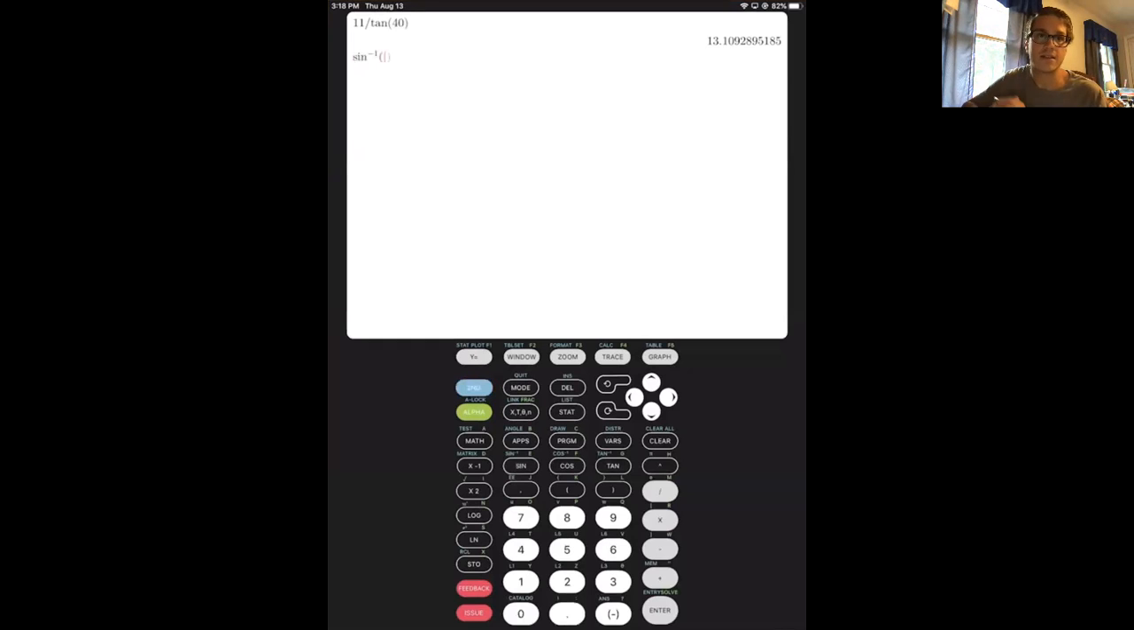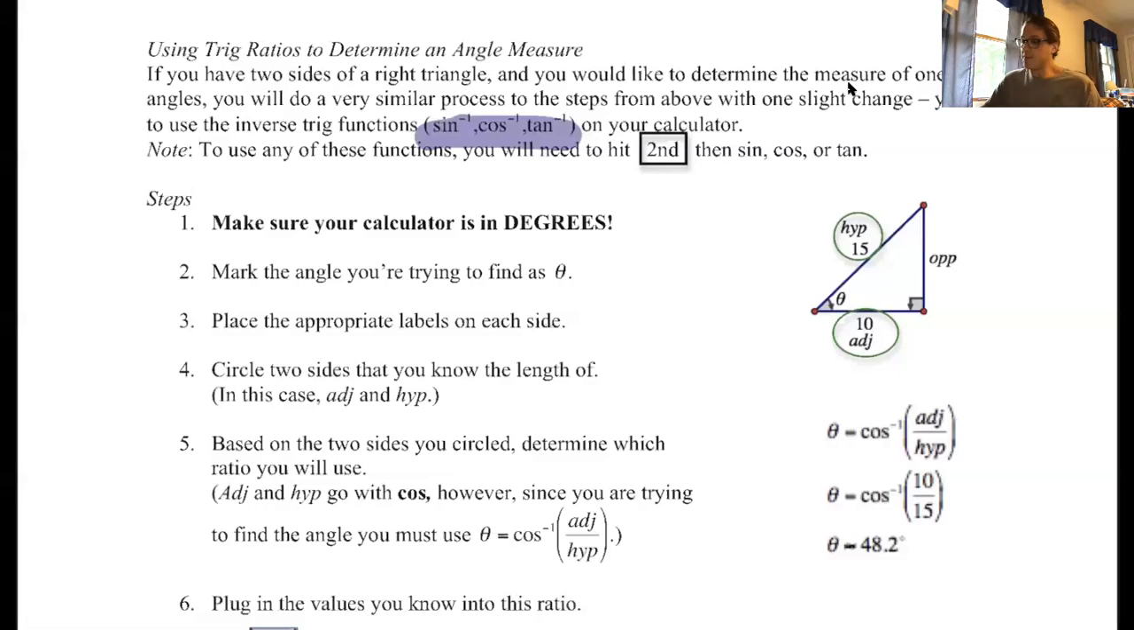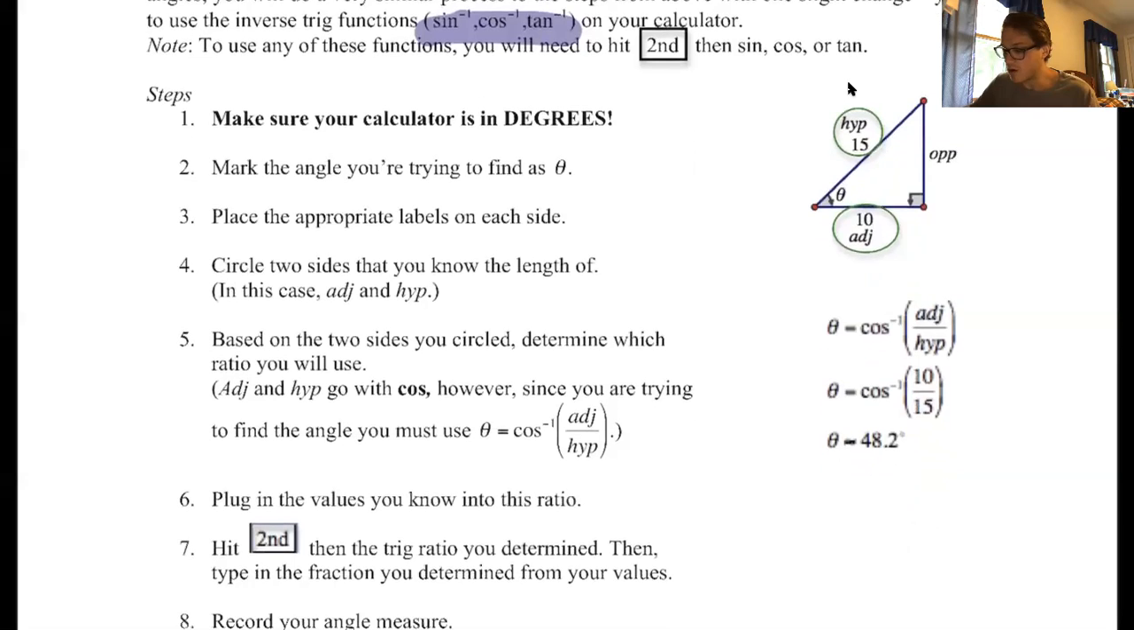So now it says sine inverse of some angle measurement here, right? And then we would plug in whatever our ratio is. The only difference here is now we're solving for theta. We don't know what that is. And what we put into the parentheses in our calculator is the same ratio that we find. So we still set up our ratios the same way, but what we plug in are the 2 values we have in this case. So our steps follow almost exactly the same.